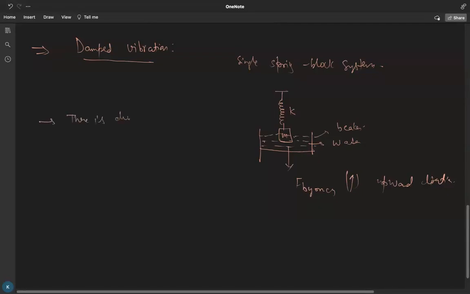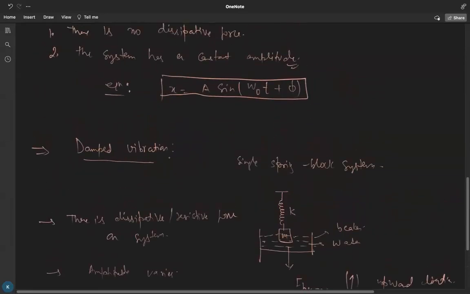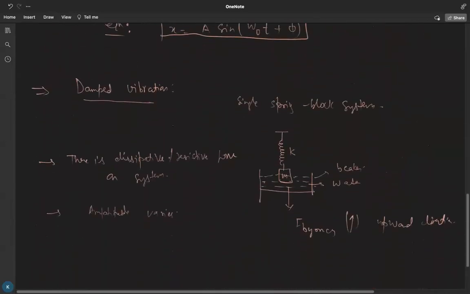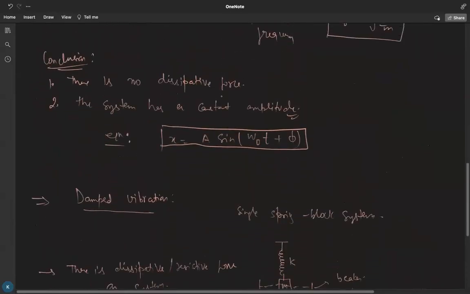So what I'm trying to conclude here is that we have to write a line here: there is a dissipative force, or you can say a resistive force, on the system, right? There is a dissipative or resistive force on the system. So the amplitude varies, because a dissipative force is acting regularly, the amplitude will vary. Here the amplitude will not remain constant. So the difference between free vibration and damped vibration is that there was no dissipative force there, so the system has a constant amplitude.